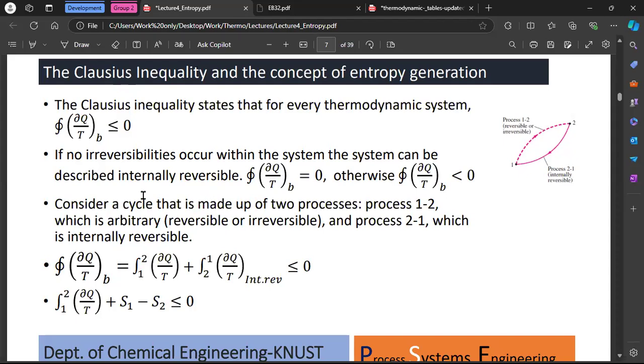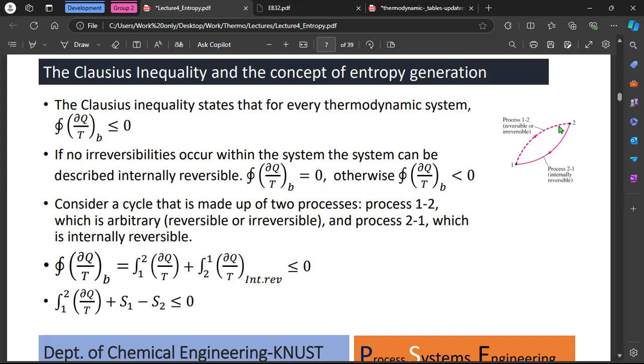Okay. So what we are saying is that if I have a process, I'm moving from one to two, and I can move from two back to one, right? So now it's a cyclic process. But when I'm moving from one to two, it is reversible or it can be irreversible. But for the part that I'm moving from two back to one, it is internally reversible. So that's what we are considering for this cycle.